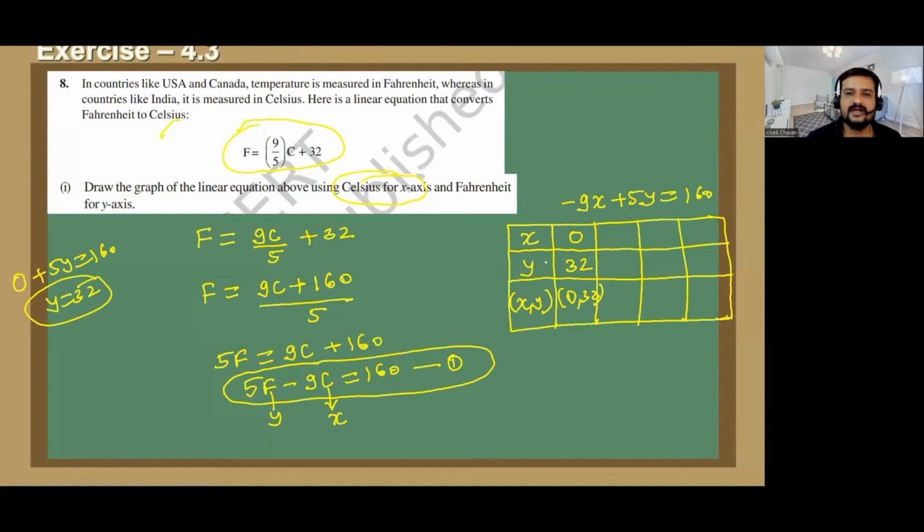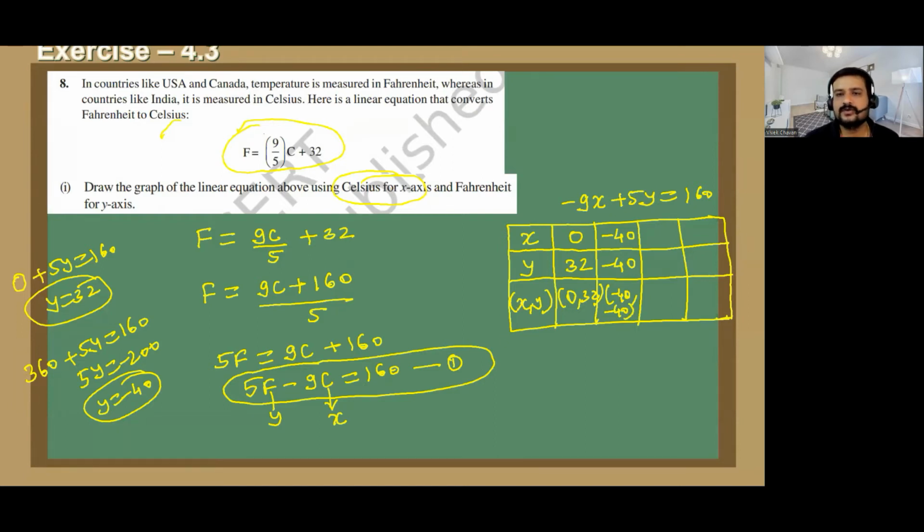Next, if I put x is equal to minus 40, so minus 9 into minus 40 becomes 360, plus 5y is equal to 160. If I shift this 360 to that side, what will it become? 5y is equal to minus 200. So y will be equal to minus 40. So when I put x is equal to minus 40, I am getting y also as minus 40. So minus 40 comma minus 40 is the second coordinate.